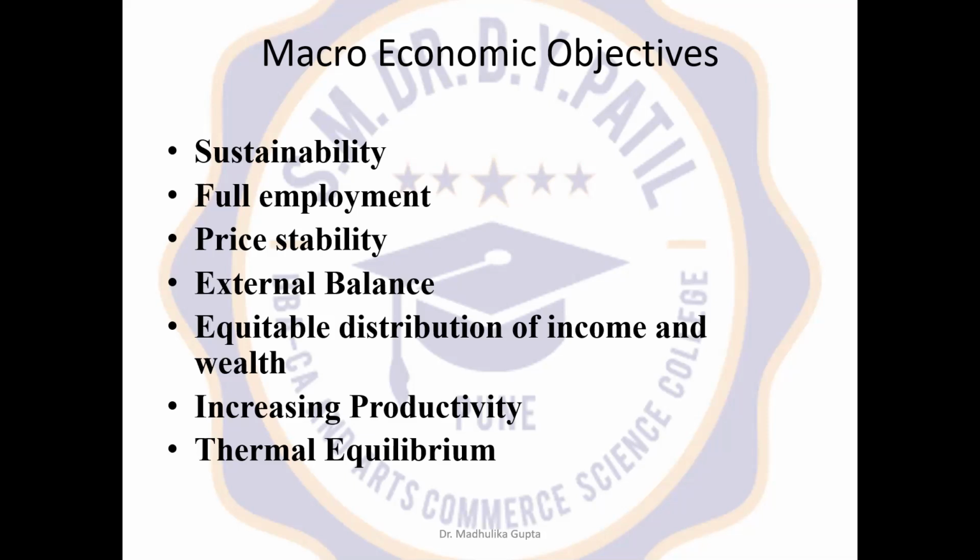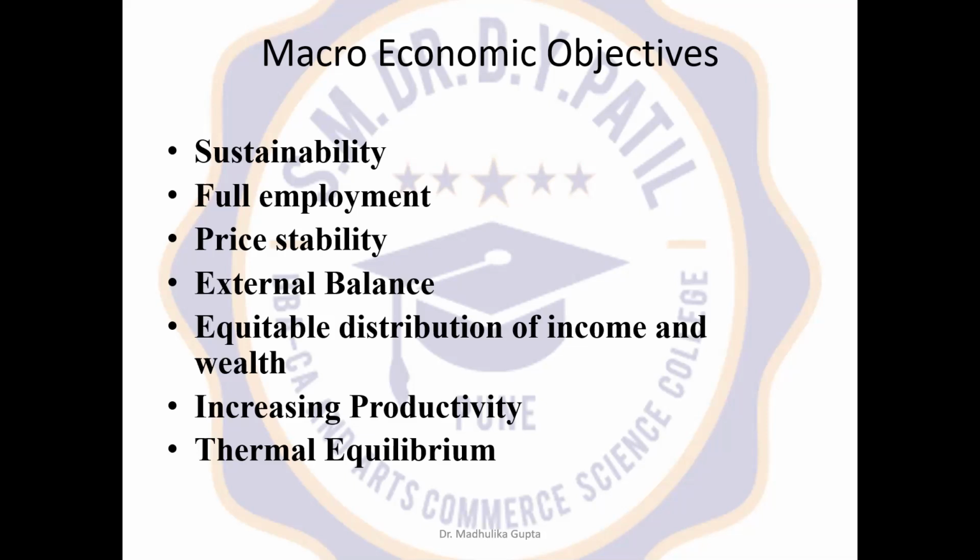Next is external balance. Now, equilibrium in the balance of payments. When we talk about external balance, we're talking about exports. So equilibrium in the balance of payments without the use of artificial constraints. That is the value of exports being roughly equal to the value of imports over the long run, right?